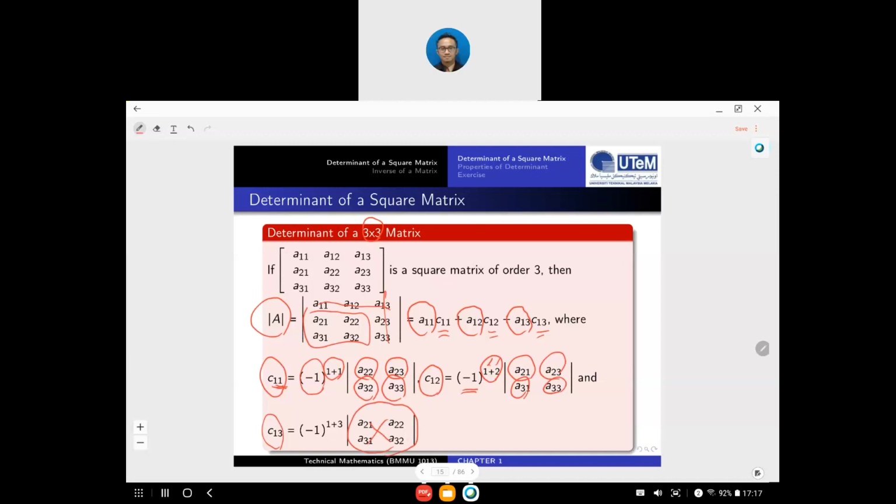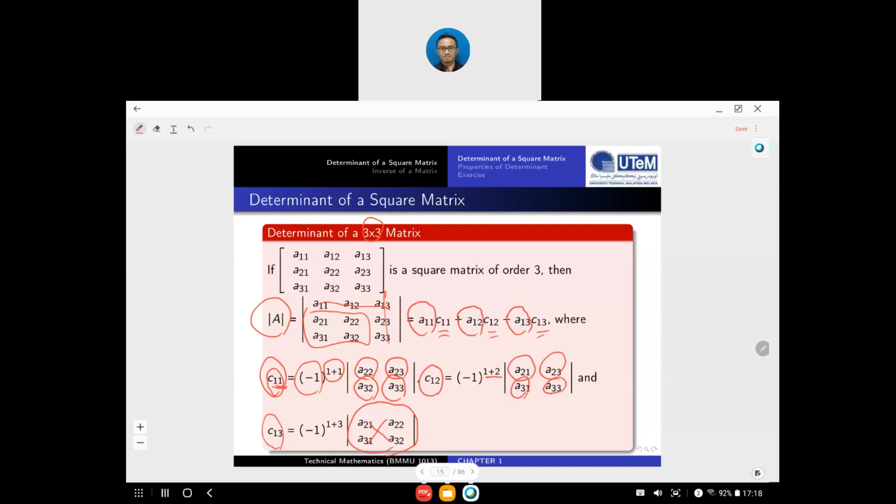Okay, negative 1 is the formula. But the power here comes from first row, first column. If you want to find cofactor 1, 1, that means the power is 1 plus 1. If you want to find cofactor 1, 2, the power is 1 plus 2 here. You must write it. I write it like that.